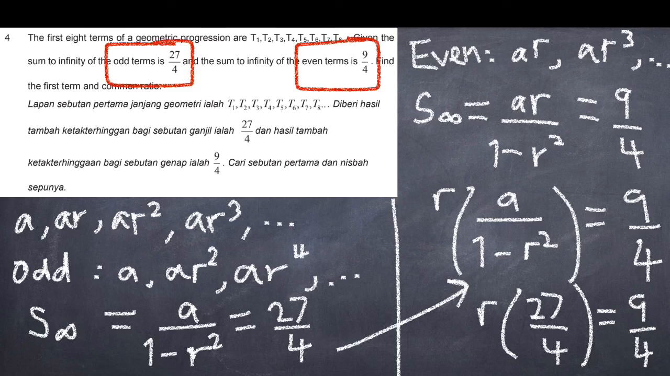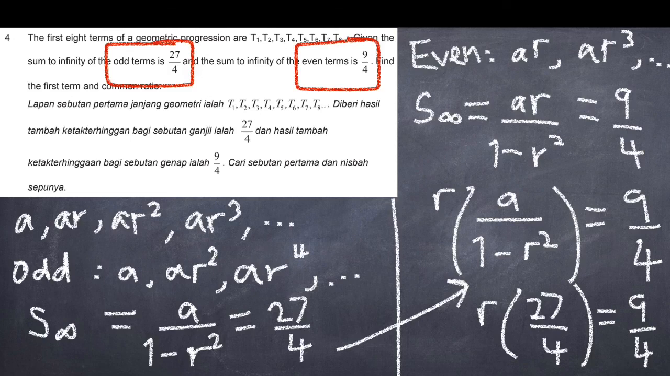So if you use the sum to infinity, we have a over 1 minus r², because your ratio will be ar² divided by a, you get r² there. So it equals 27 over 4. So if you do the even terms, we have ar, and then ar³, ar⁵, and so on. So if you use the sum to infinity, your first term will be ar, and then your common ratio, if you take ar³ divided by ar, you get r². So that's why we have ar over 1 minus r² equals 9 over 4.